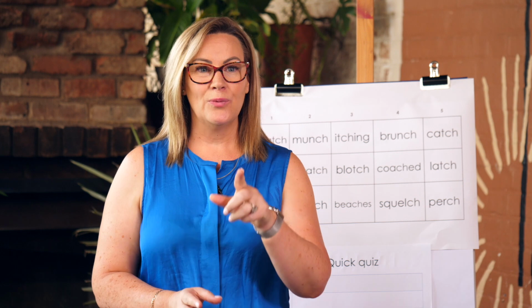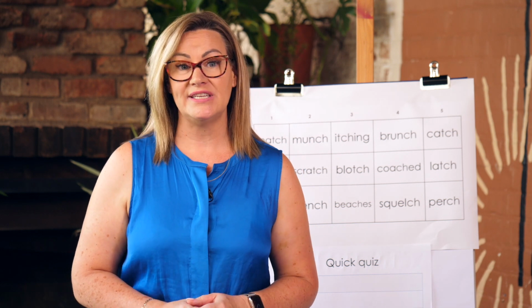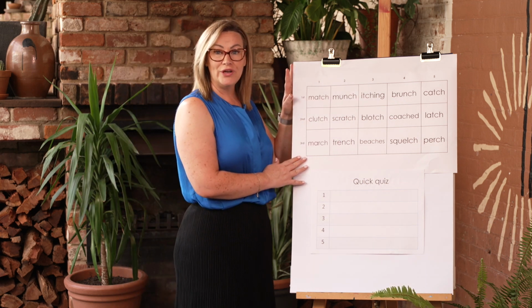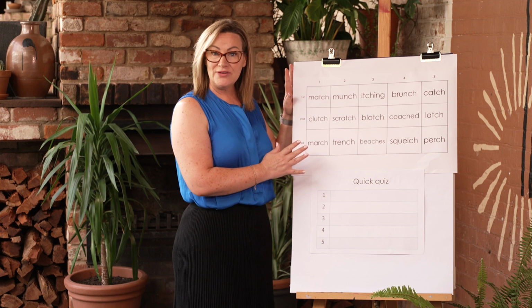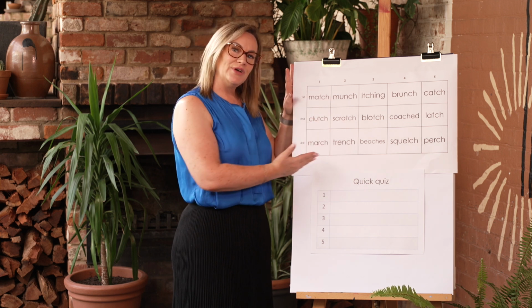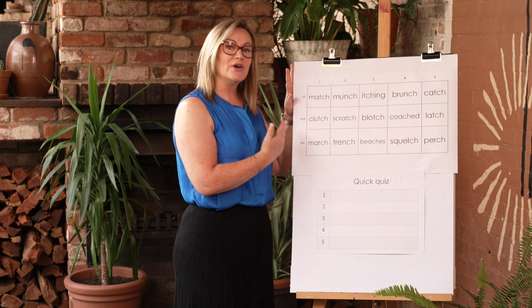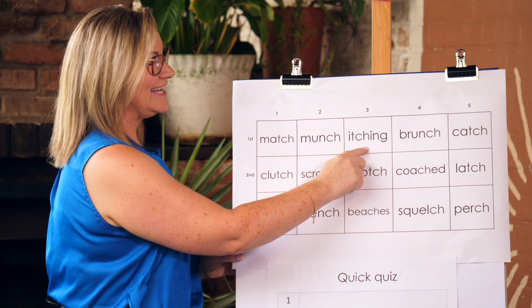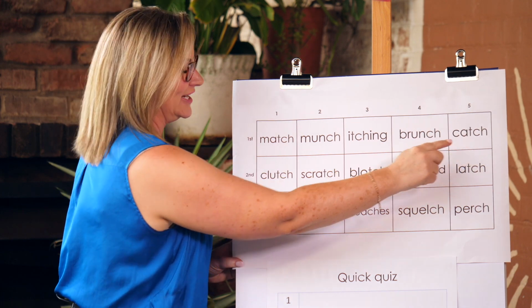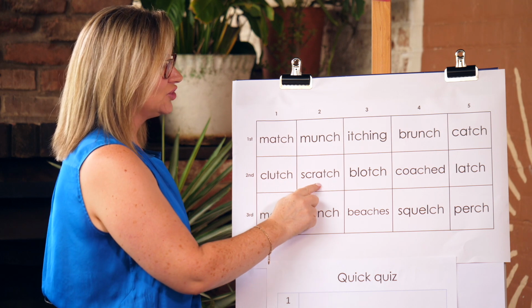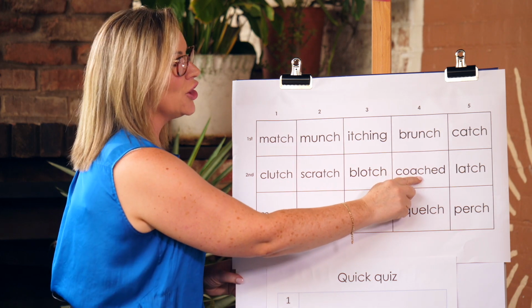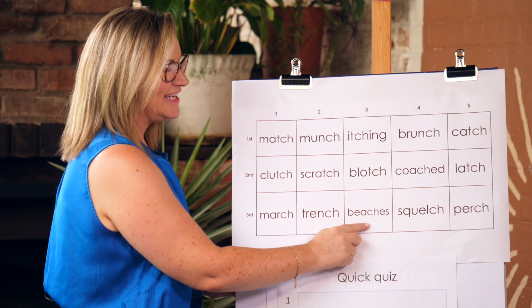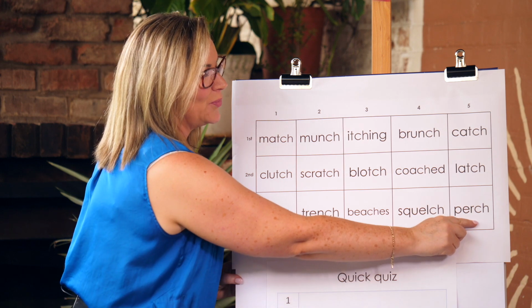Okay, we're going on to our first word grid for today. Having a look on your screen, you'll see our word list for today. Let's have a read through. We have seen these words often this week, so we're going to read straight for fluency today. Match, munch, itching, brunch, catch, clutch, scratch, blotch, coached, latch, march, trench, beaches, squelch, perch.